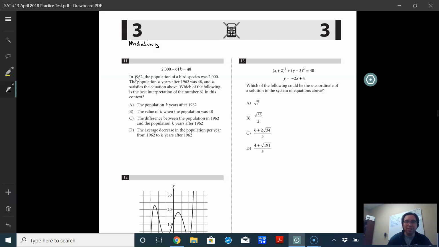So in this, it says in 1962, the population of a bird species was 2,000, which we see is being indicated here. So what we know is that if we write out our formula, we can see the population started at 2000 things. That's where it started off. The population K years after 1962 was 48 things.